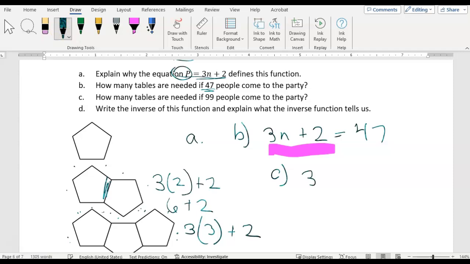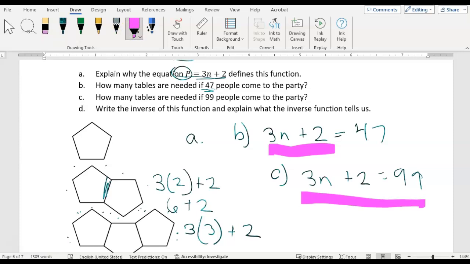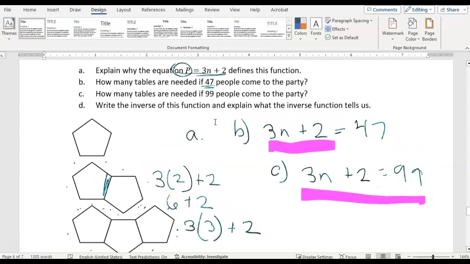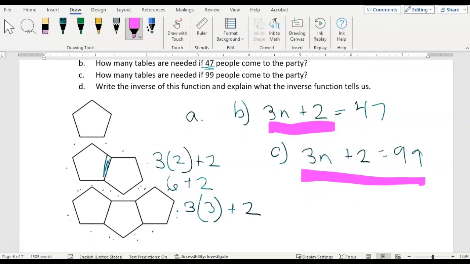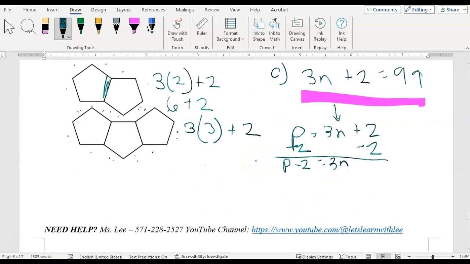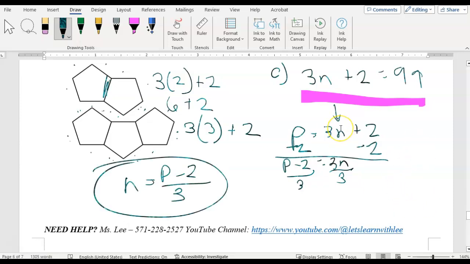What about 99? So 3n plus 2 equals 99. Same thing, solve for n, see what you get. If you get a decimal, you're going to need another table. D, write the inverse of this function, explain what the function tells us. So this is a review of those inverse functions. I'm going to write p equals 3n plus 2. The inverse is if we solve for n, so minus 2 on both sides. And then we would have p minus 2 equals 3n. Now I need to get n all by itself, and so I'm going to need to divide by 3. So n equals (p minus 2) divided by 3. It's a nice literal equation, inverse function there.